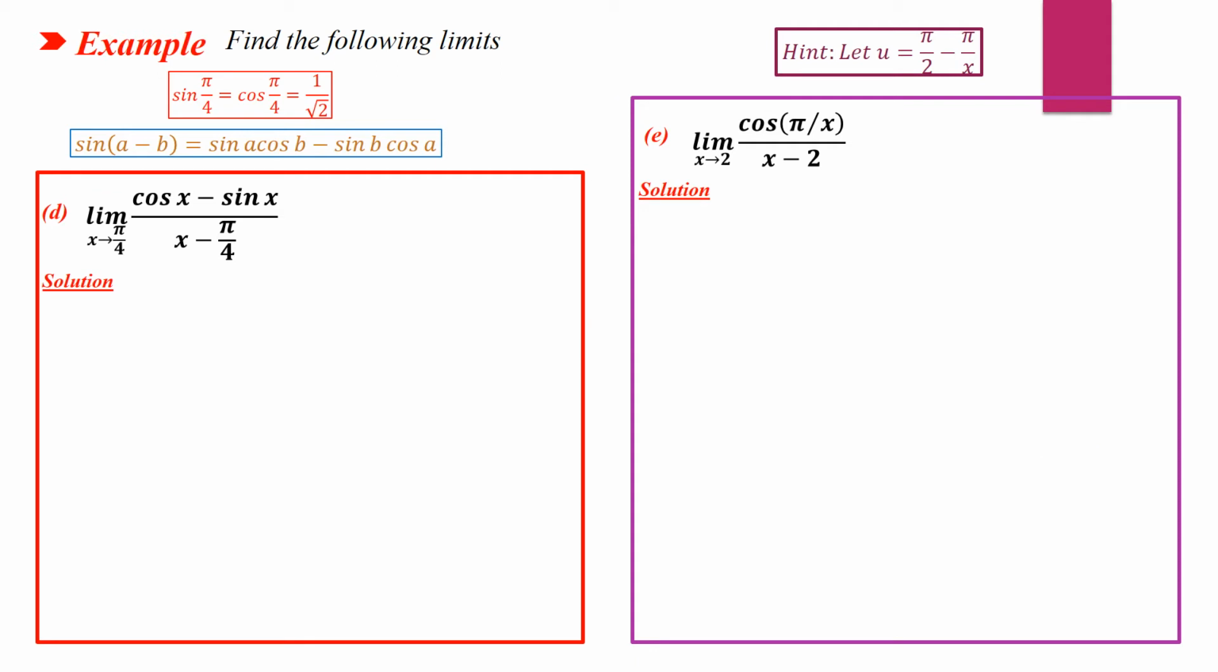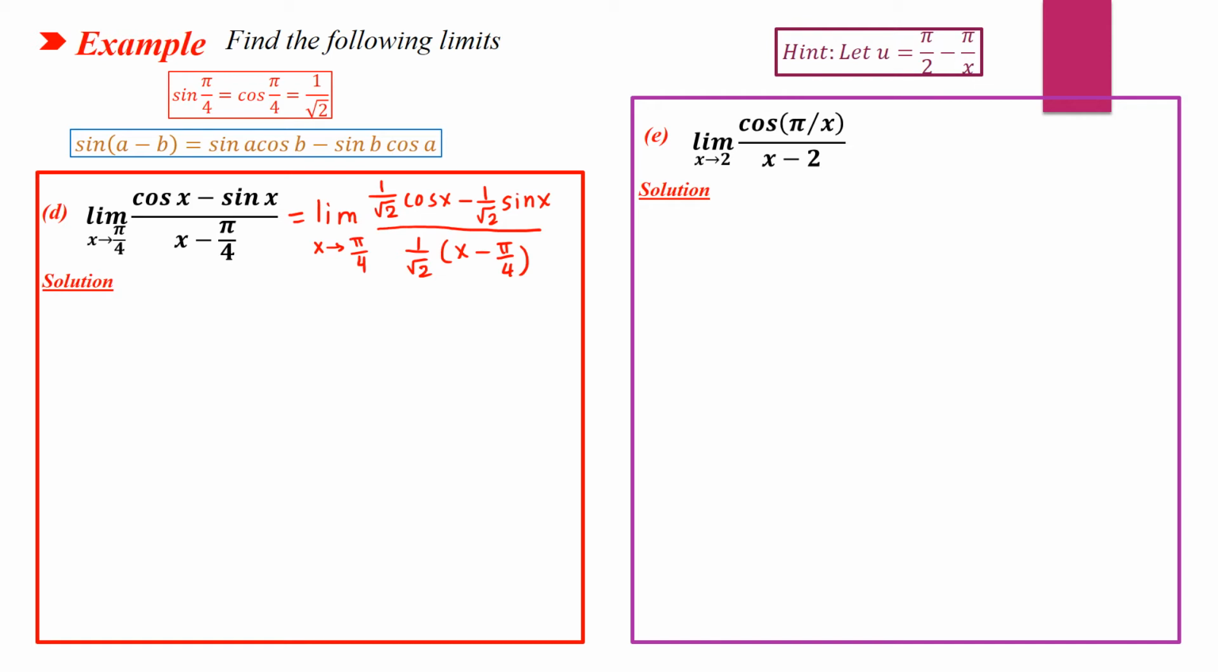In part D, we have the limit of cosine x minus sine x divided by x minus pi over 4 when x goes to pi over 4. So the main idea is you have to multiply the numerator and denominator by 1 over radical 2. So you will get the limit of 1 over radical 2 times cosine x minus 1 over radical 2 multiplied by sine x, divided by 1 over radical 2 multiplied by x minus pi over 4, when x goes to pi over 4.